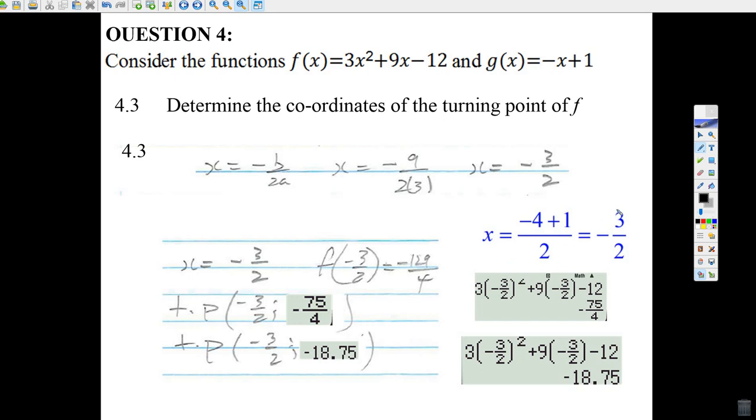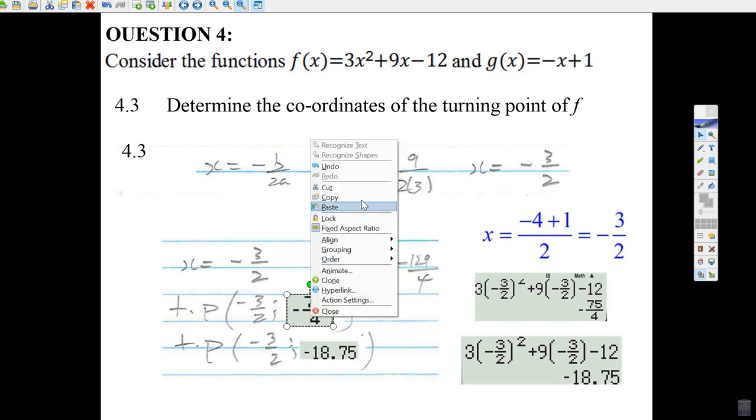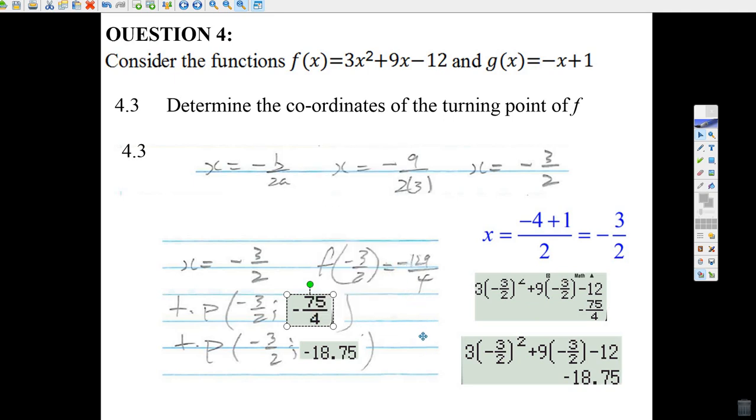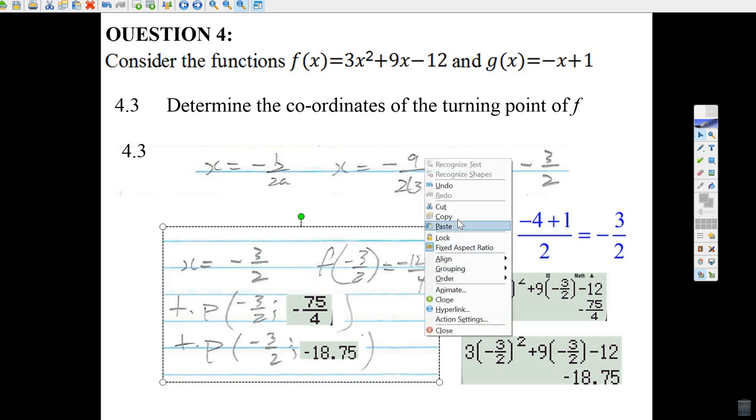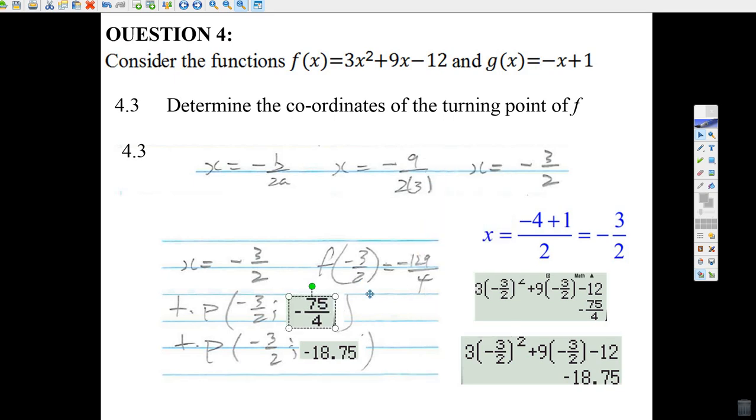Now, when I put minus 3 halves into the function, put minus 3 halves back in here, 3 times minus 3 halves squared plus 9 times minus 3 halves, I got a funny thing. I got the wrong thing. I got minus 129 over 4. I don't know how I did that. So it's really going to equal minus 75 over 4.